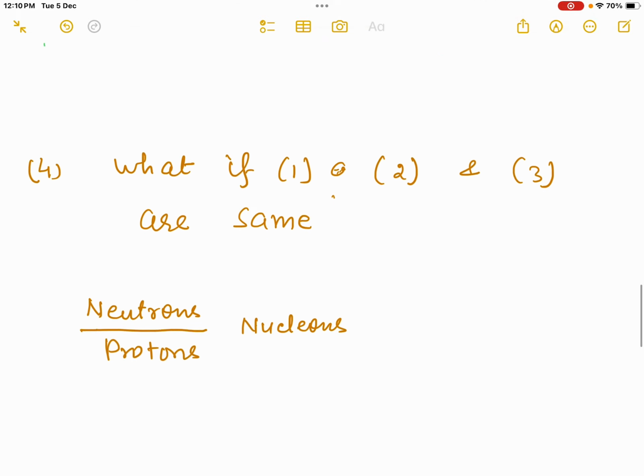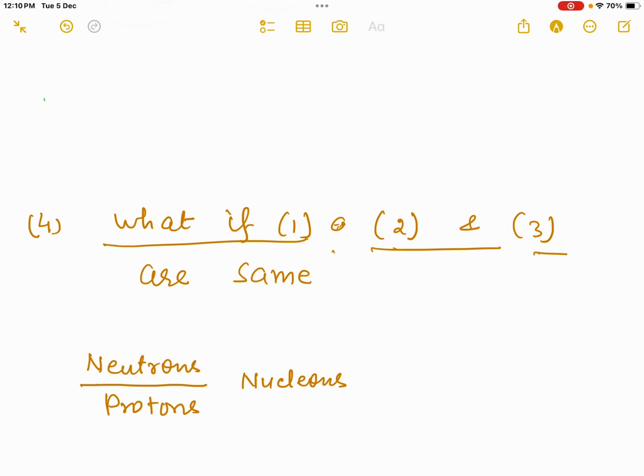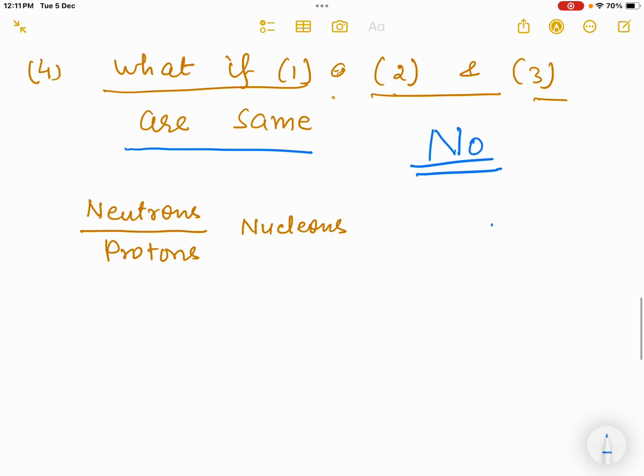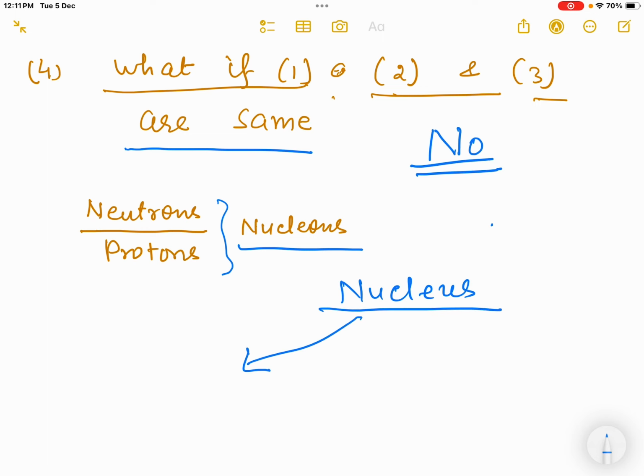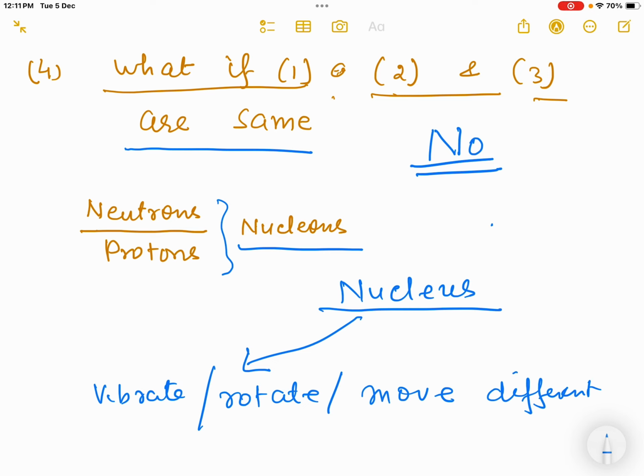Now we come to the fourth. If 1, 2 and 3 are the same, whether the atoms are identical, we again say no, not identical, because neutrons and protons, which we have just studied, their nucleons are present in the nucleus, and the nucleus itself vibrates. The nucleus of an atom vibrates, rotates or moves in different ways.